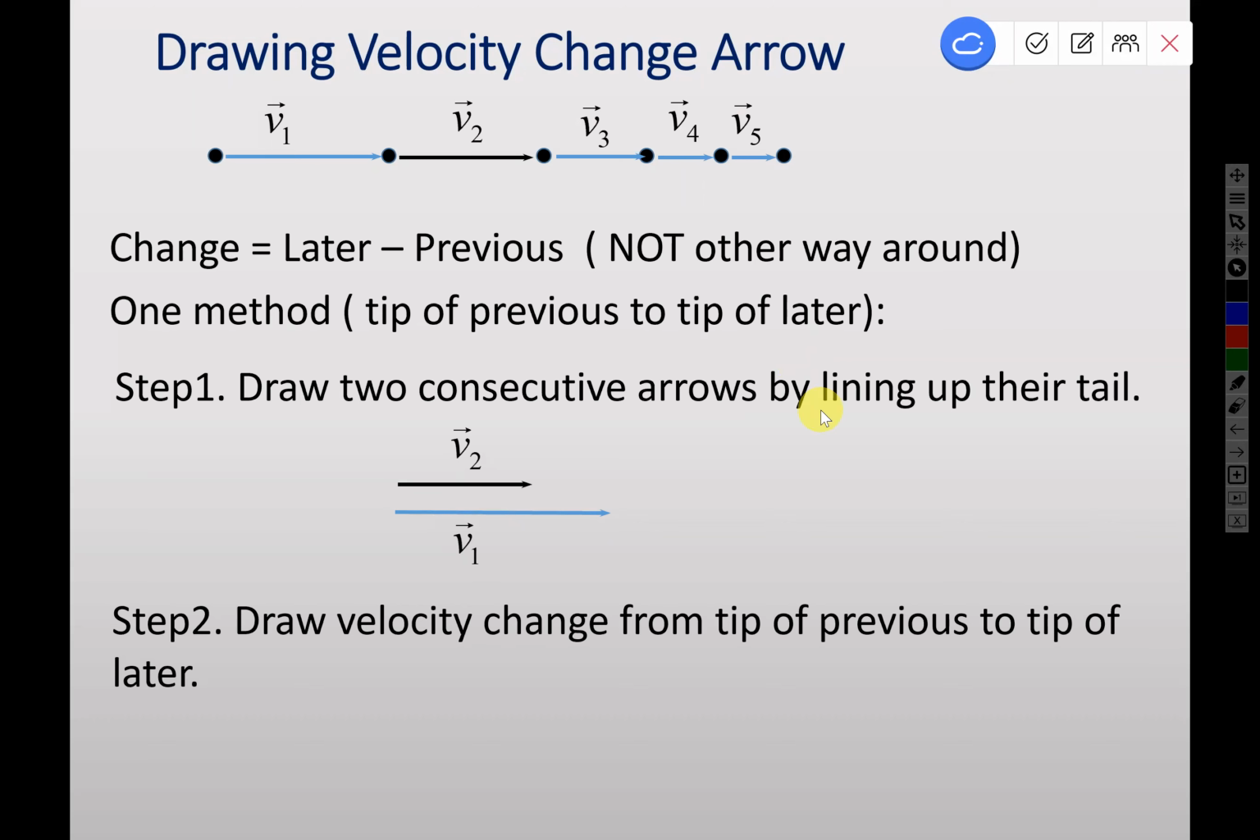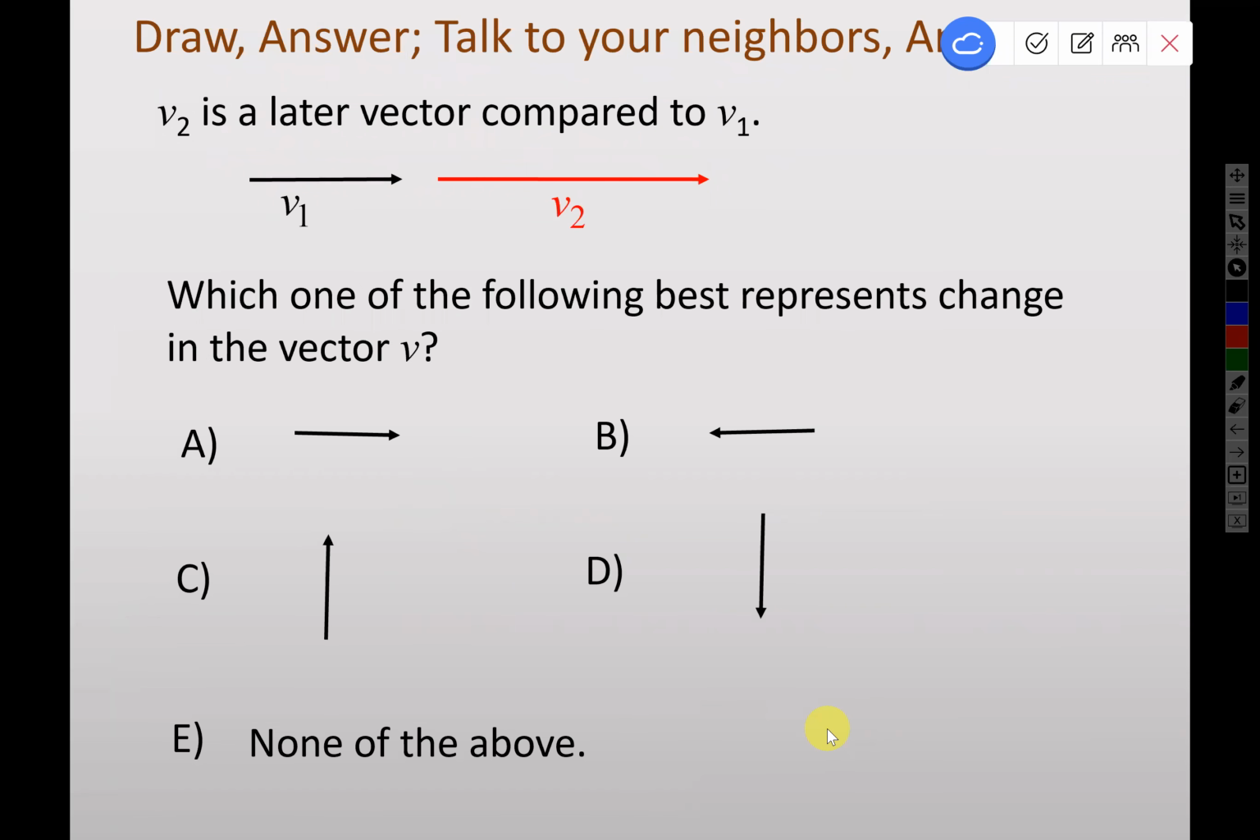Previous to the later. So if this previous is shorter and later is longer, then it's going to point in that direction, in the direction of these original vectors, okay? But if they are otherwise, when they are slowing down, it's going to be pointing the other way around. So for example, B2 is shorter than B1, so that's why it gets flipped, because previous is the B1 here, okay?